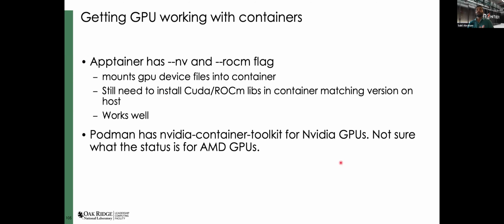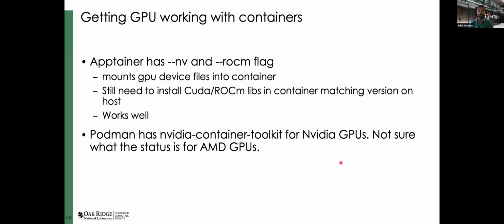So compared to MPI, getting GPU working with Apptainer is very easy. All you need is a flag, --nv for NVIDIA GPUs and --rocm for AMD GPUs. That mounts the GPU device files into the container. The GPU is visible inside the container, and it works well.